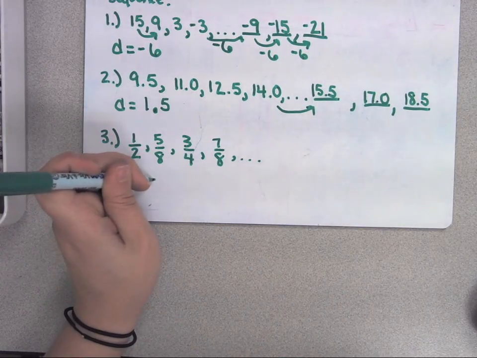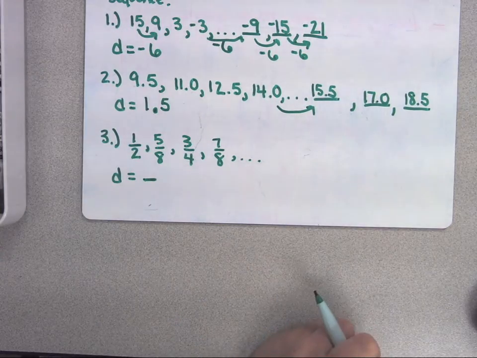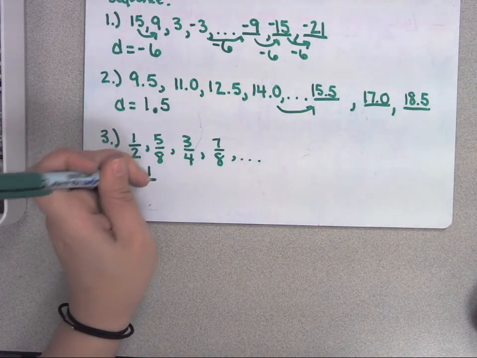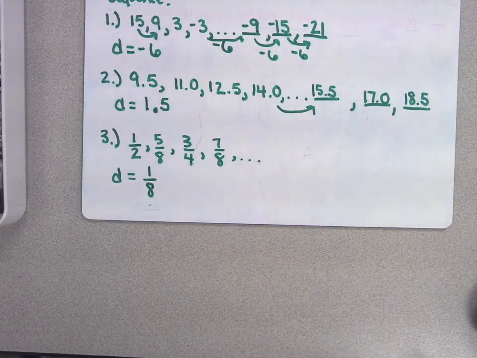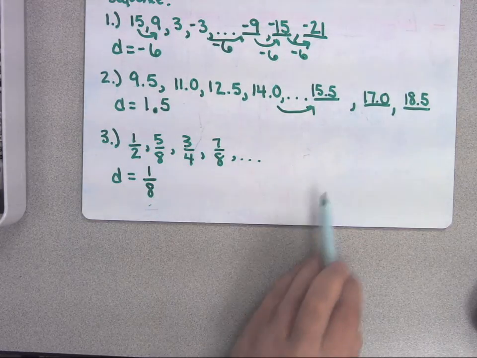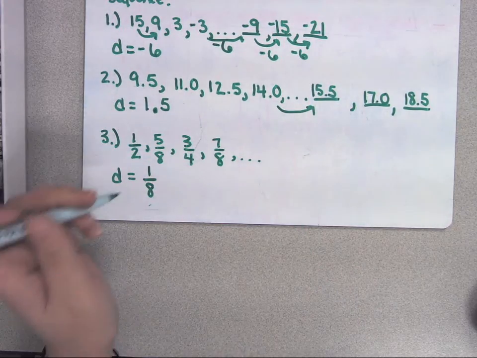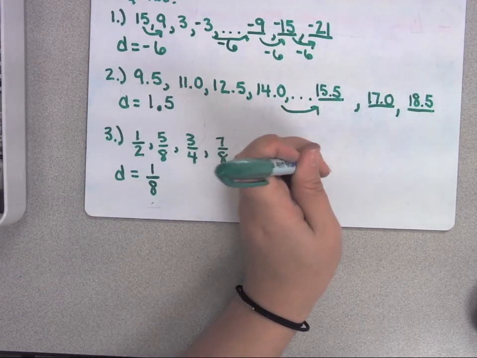Does anyone have an answer for D, so we see if we're right before we move on? Katie, what's your answer? 1/8. Did we all get 1/8? You are correct. Since it's positive, Chad, what are we going to do every time we make a new number? Are we going to add or subtract if it's positive? We're going to add it. So make the next three.